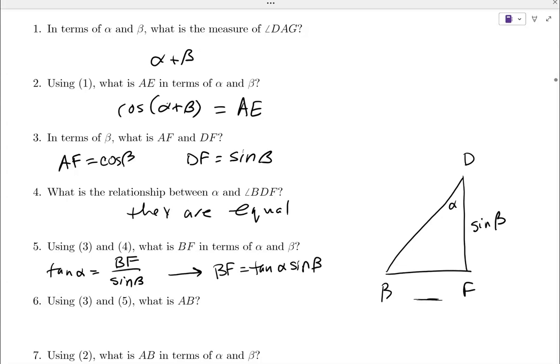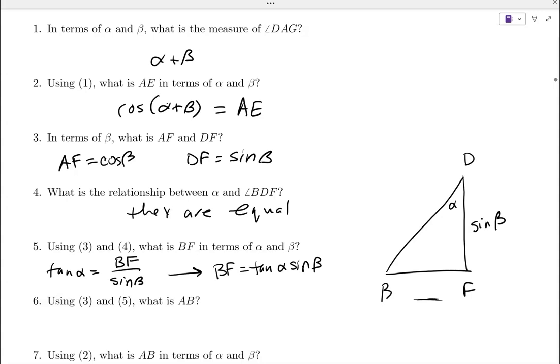So far, so good? All right. So the next part says, what do we need to use? It says we need to use 3 and 5 to give us a B. That's a different one.